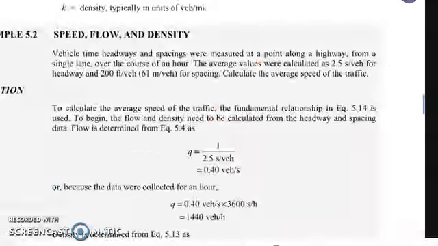Now we have an example for speed, flow, and density. Vehicle time headways and spacings were measured at a point along a highway from a single lane over the course of an hour. The average values were calculated as 2.5 seconds per vehicle for headway and 200 feet per vehicle for spacing. You have to calculate the average speed of the traffic. In order to do that, we can use the relationship with flow and density, so it has to be calculated from the headway and spacing data.